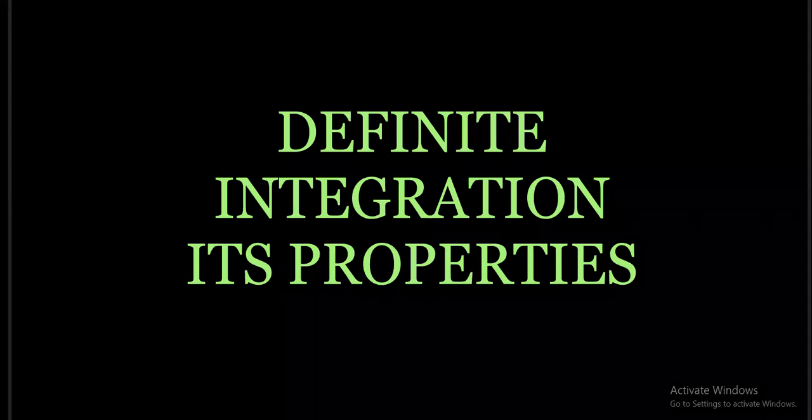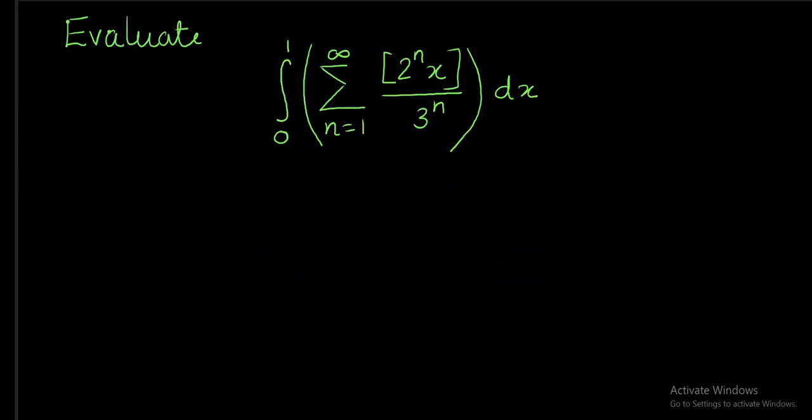Let us solve a question from definite integration based on its property. Let us see what is the question. So the question says that evaluate integral 0 to 1, sigma n is from 1 to infinity, integral part of 2 raised to the power nx upon 3 raised to the power n dx.